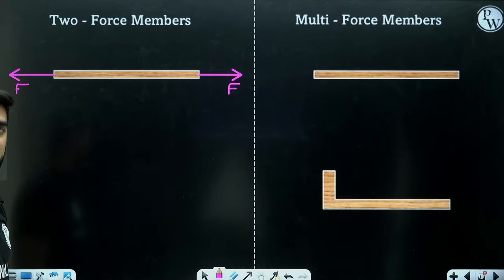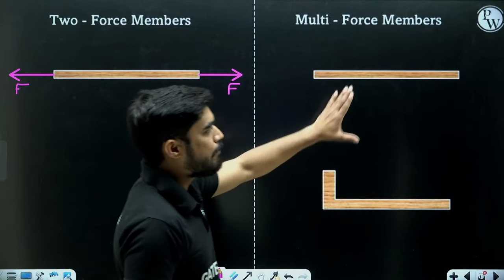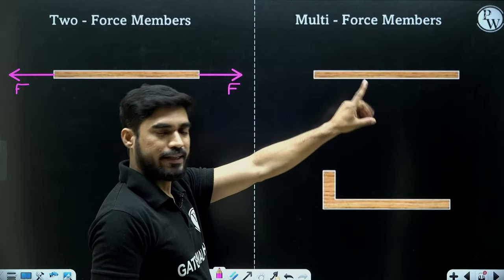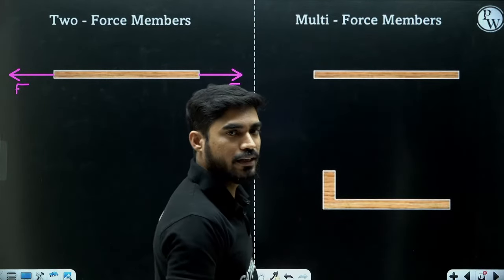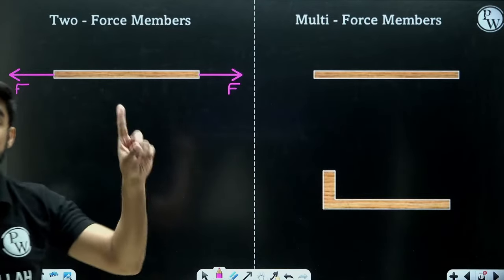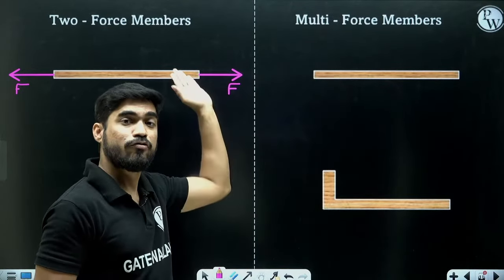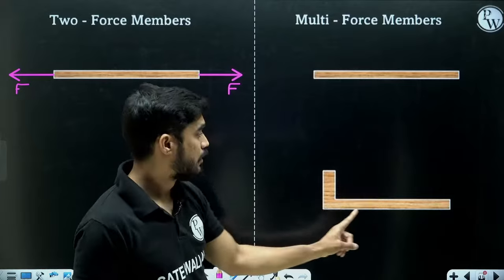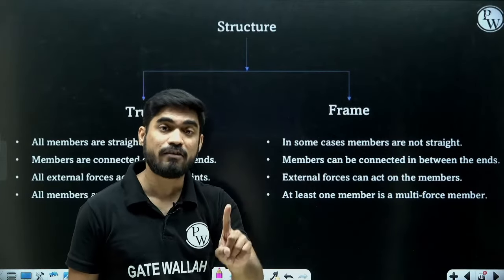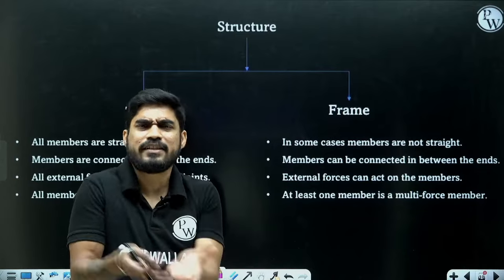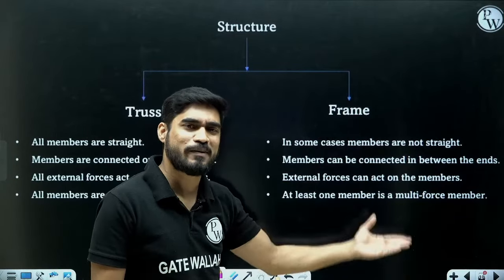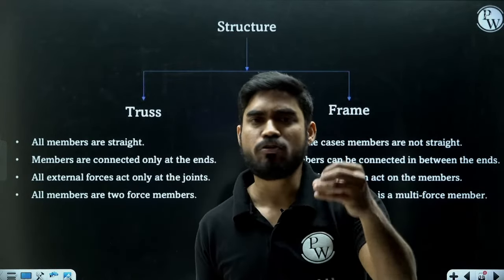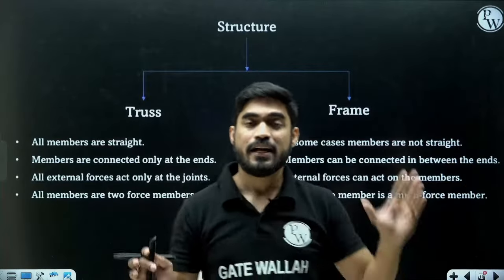Okay. Now understand. If you consider a member of frame, this member can be subjected to force at the ends. It can also be subjected to the force in between the ends. Now, if it is subjected to the force only at the ends, then this will also be a two-force member only. Although it is a frame, frame can have two-force member as well as multi-force member. Look at this. At least one member must be a multi-force member in frame. Otherwise, it is same as truss. If here also all members are two-force members, then it is a truss only, na? So in order to be a frame, at least one member is a multi-force member. Then your entire procedure changes and you call it frame.